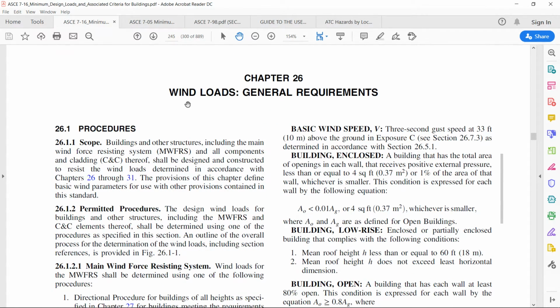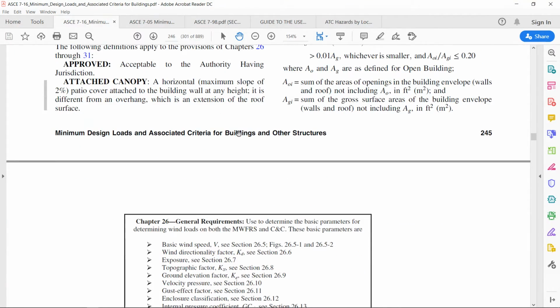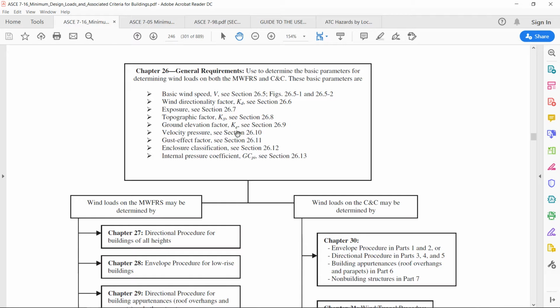It starts with chapter 26, wind loads general requirements. Now this report I liked very much because it's written in a very professional way, and they are giving the flow chart to guide the engineer through the process of wind definition and wind load definition. For example, here it's summarized. Chapter 26, the general requirements. It says to use it to determine the basic parameters for determining wind loads on both the main wind resisting system and components and cladding.